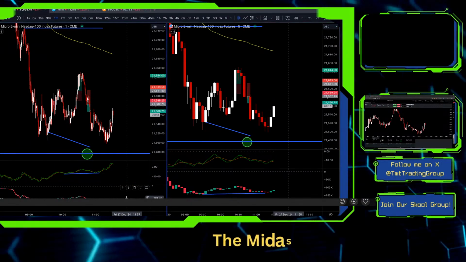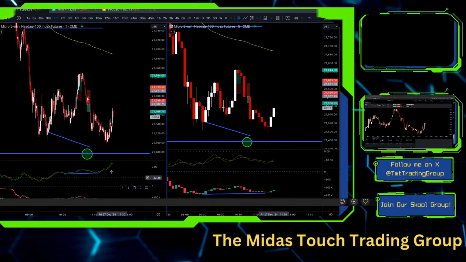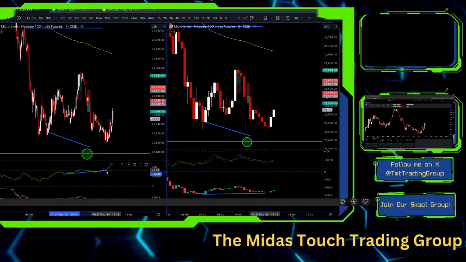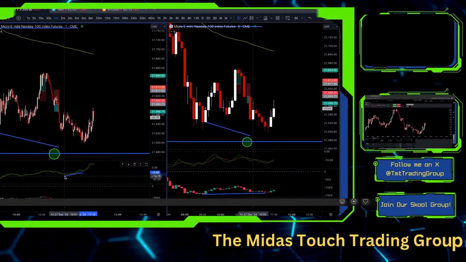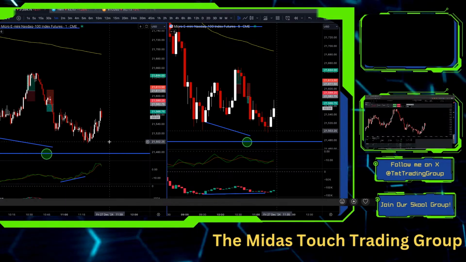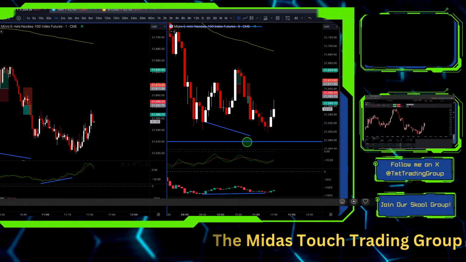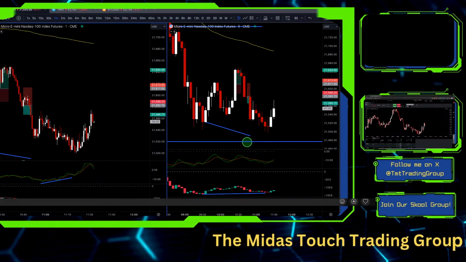Been real patient. Look at the divergence here on volume. Big divergence. Even these are divergences. Even this. So that's nice. Now you've got a shelf, a little bit of structure.